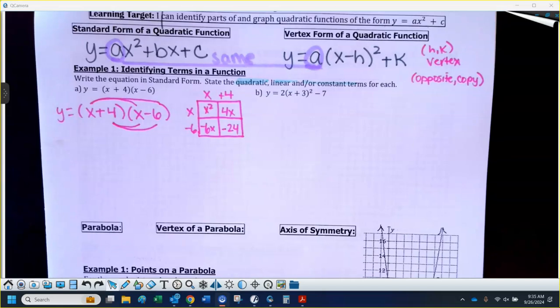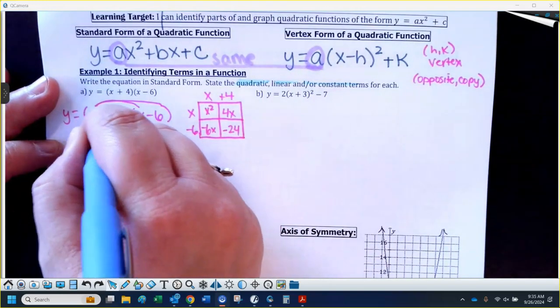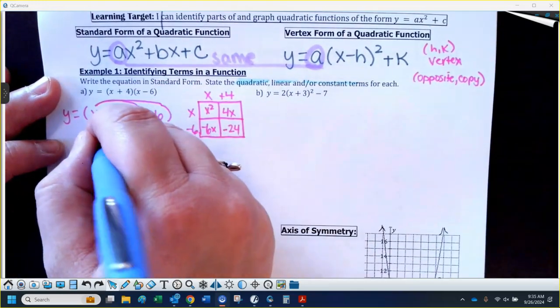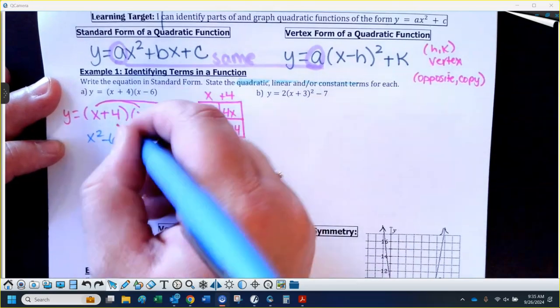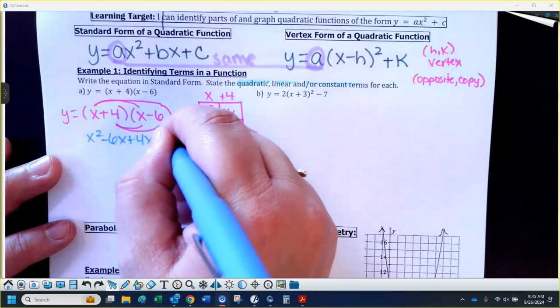If you do the FOIL, you do the exact same thing. You get the exact same terms. It's just a little bit different format. So x times x still gives you x squared. X times negative 6 gives you negative 6x. 4 times x gives you 4x. And 4 times negative 6 gives you negative 24.